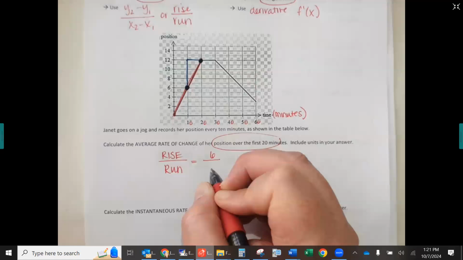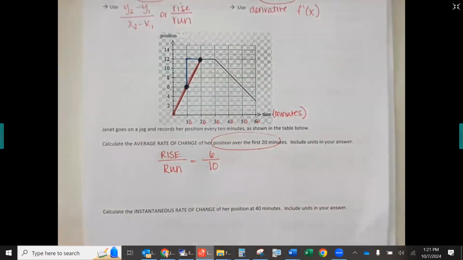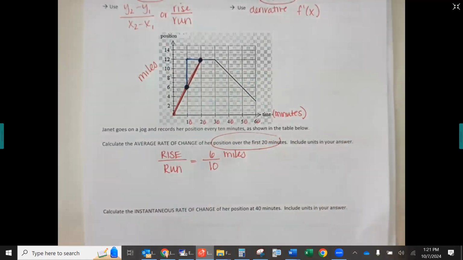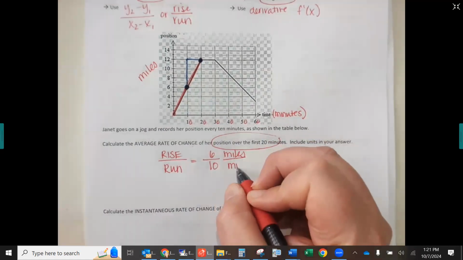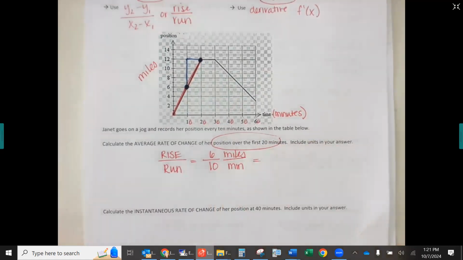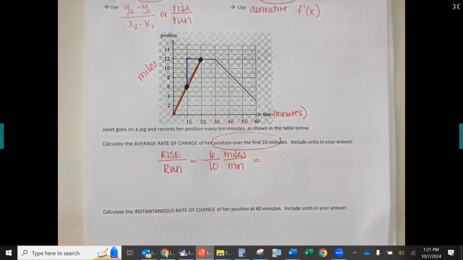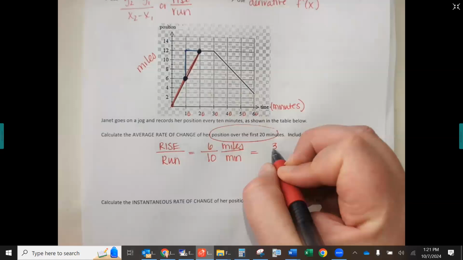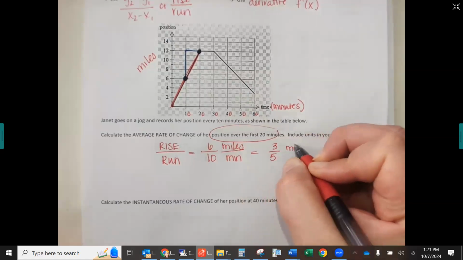equals 6 over 10. Now let's include units. 6 was the rise, which would be her position measured in miles. 10 would be her time, which is measured in minutes. So she ran 6 miles in 10 minutes, which we know makes no sense, but just pretend. Okay, you could reduce that. What would 6 over 10 reduce to as a fraction? 3 over 5 miles per minute.